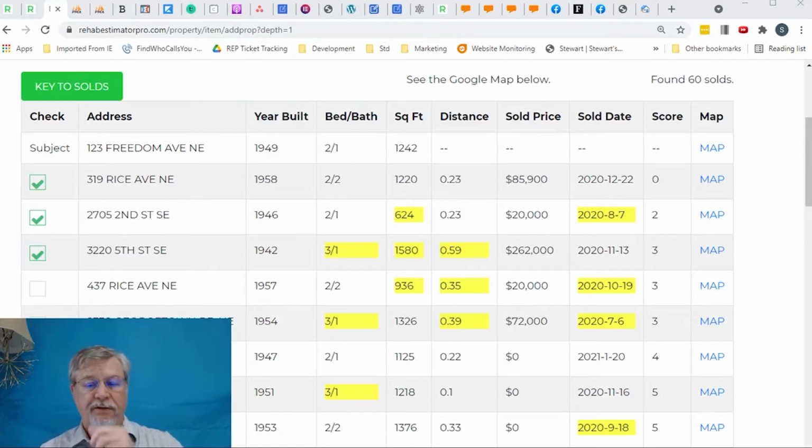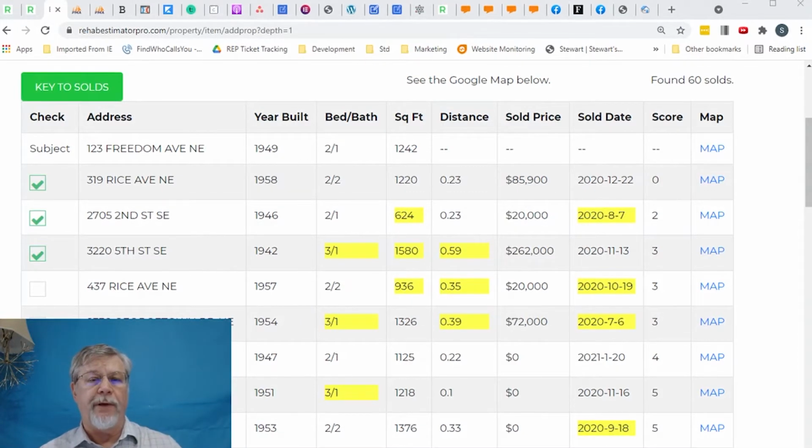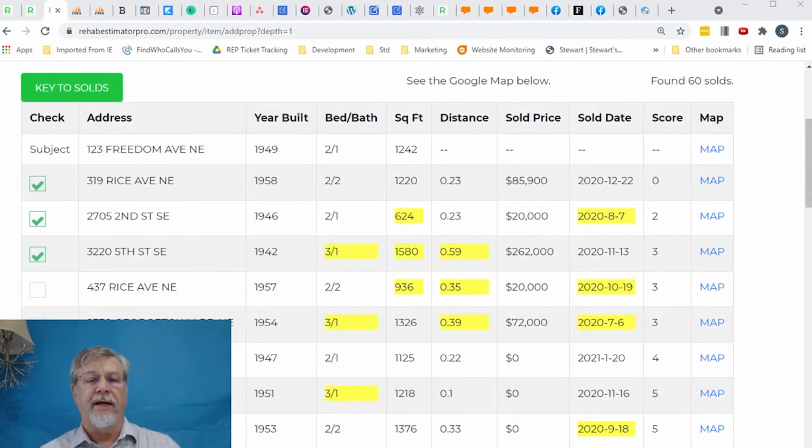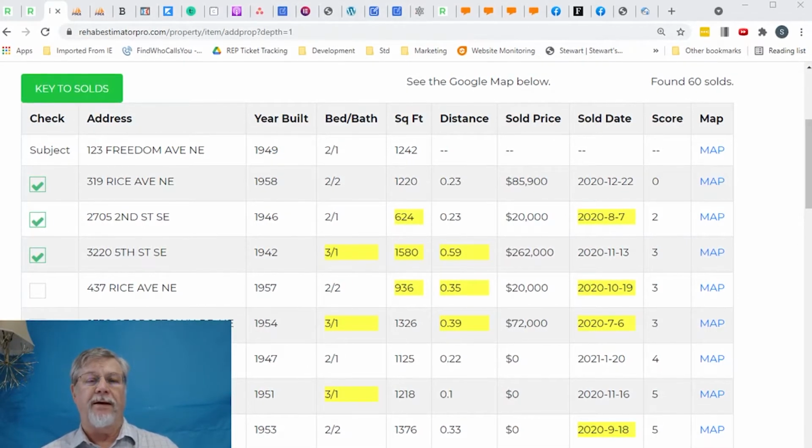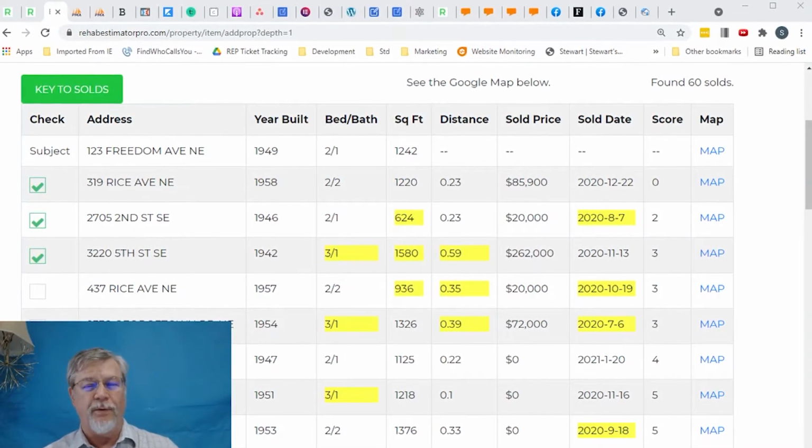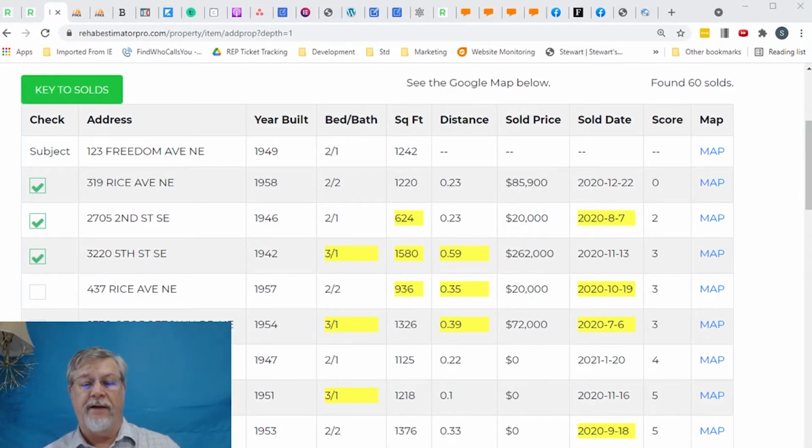So as you can see on the screen, I've already picked up a property. I've entered the address, and I like the address. It's kind of cool. It's 123 Freedom. That address then gave me, it was built in 1949, is a 2-bedroom, 1-bath, 1,242 square feet.